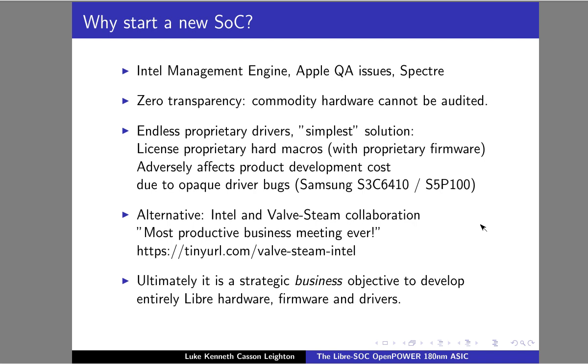But also, there's no transparency. You can't audit commodity hardware, and from a business perspective, this is extremely serious. Companies have been delisted from the Nasdaq Stock Exchange. Supermicro was delisted because they weren't able to prove the provenance of the hardware. And if they had the full, not just the source code of the firmware, but the GDS2 files open for public inspection, they would have been able to challenge the delisting.